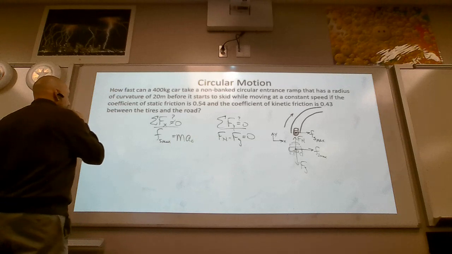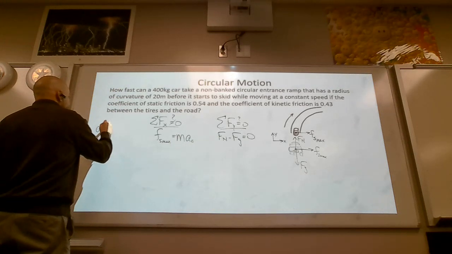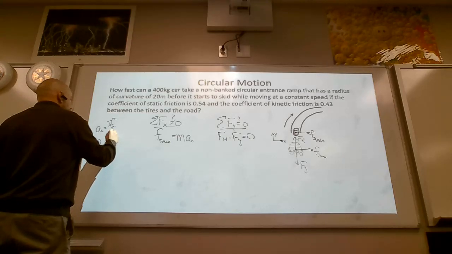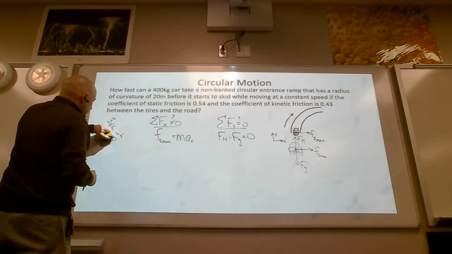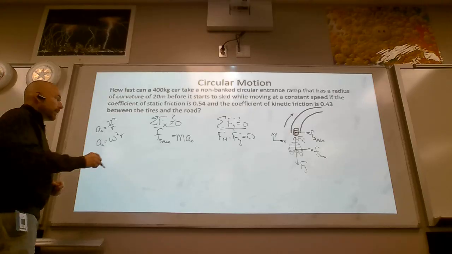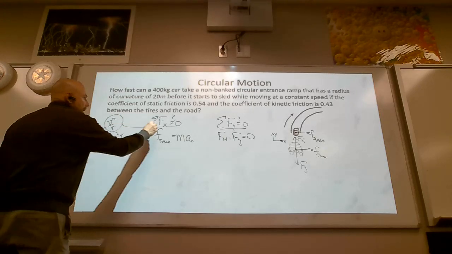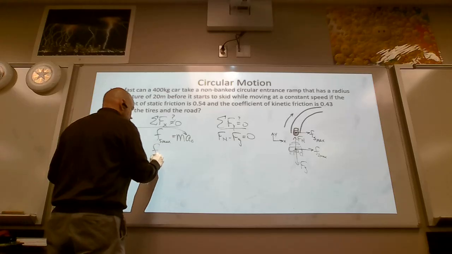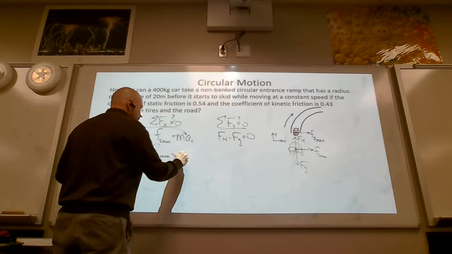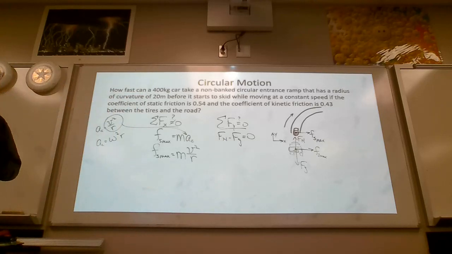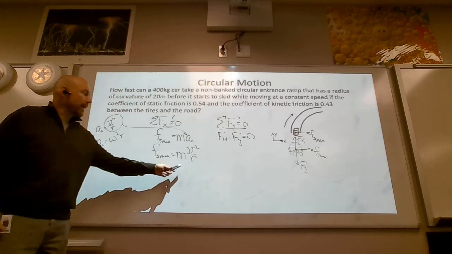Now, often we're going to be substituting in either this equation or this equation for centripetal acceleration. Here we're asked to find how fast it's going, so I'm going to take that and stick it in here. That's a lot of the times what we're going to end up doing. So maximum static friction is equal to mass times speed squared over the radius. I have the mass, I have the radius.